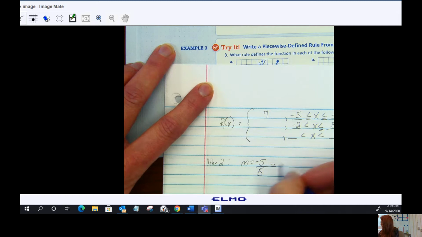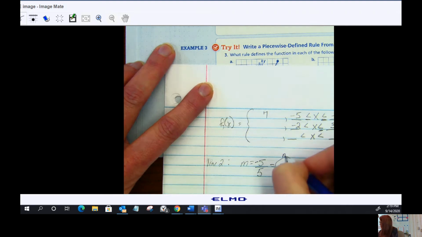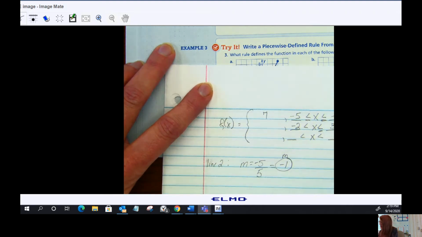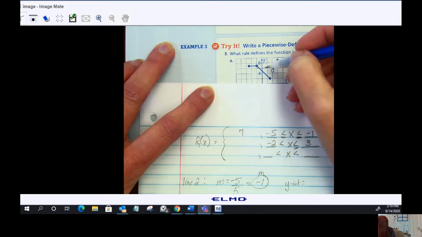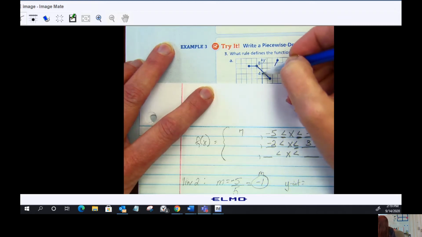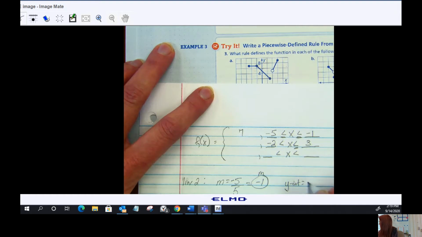Well, if we simplify this, we have negative 5 over 5 is negative 1. So that's my slope. Slope is negative 1. Do I have a y-intercept? I do. Let's see, y-intercept. And my graph is crossing at y equals 5. There's 4, there's 6. Halfway between is a positive 5.